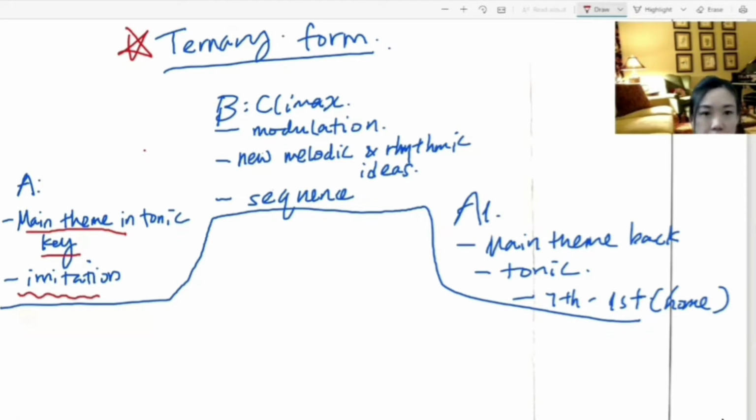For section B, there will be a climax where we will do a modulation. Over here, we are using new melodic and rhythmic ideas and the technique of sequence. And section A1 will have the main theme come back in the tonic key. And the melody will end with the leading note and tonic to lead you home.